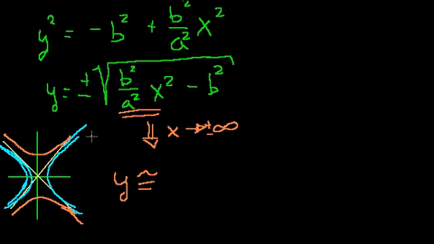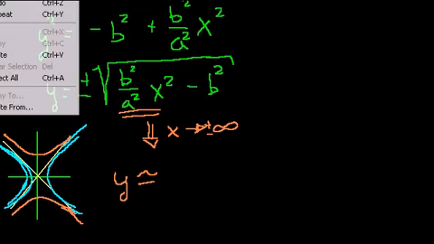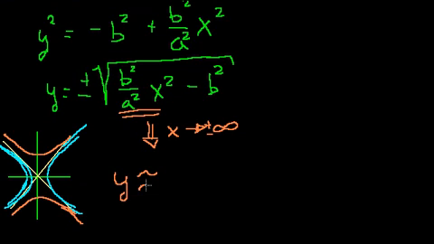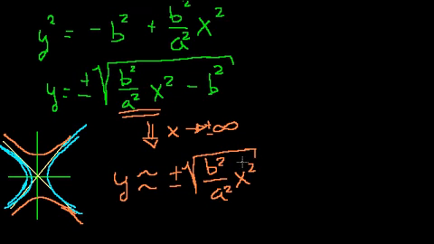So as x approaches positive or negative infinity, as it gets really, really large, y is going to be approximately equal to, well, I always forget notation. Approximately just means not exactly, but approximately equal to the plus or minus square root of b squared over a squared x squared. And that is equal to, now you can take the square root of this. You couldn't take a square root of this algebraically, but this you can. This is equal to plus or minus b over a x.